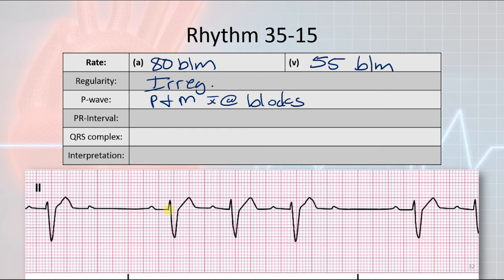So let's look at this one here. That's 3 boxes, 4, 5, 6. Let me see here. 3, 4, 5, 6. Yep. So it will be 0.24 second.